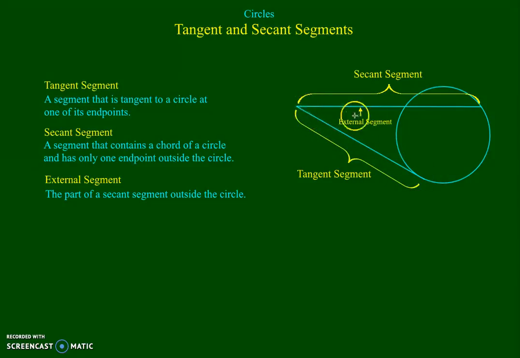A secant segment is a segment that contains a chord, but it has an external segment along with it. And this external segment is the part of a secant segment outside the circle. So here we have tangent segment, secant segment, and external segment.